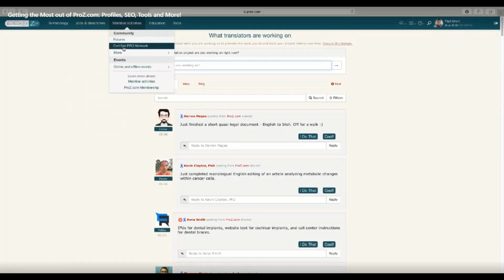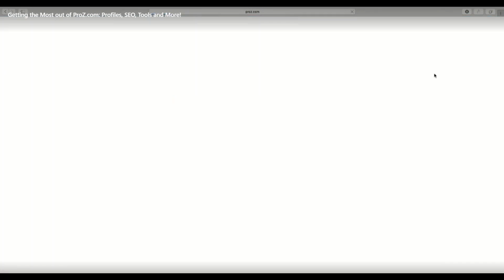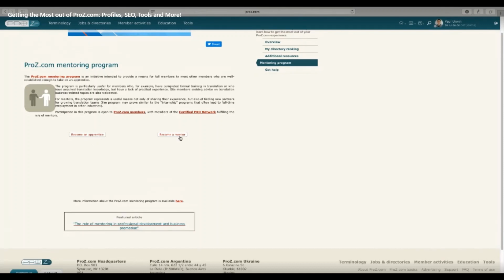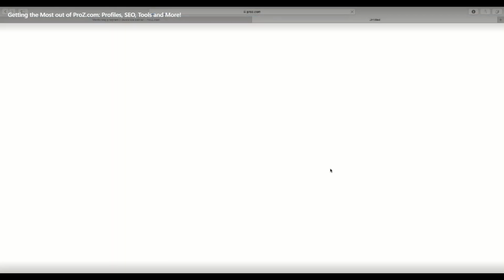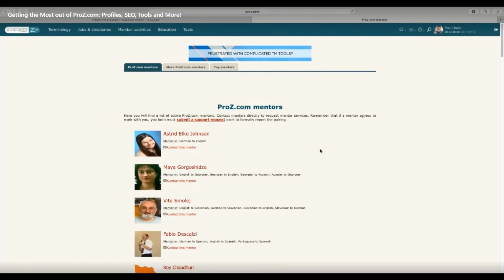So let's go back now to member activities, and we have this what translators are working on here. We also have another thing that I wanted to show you here, the mentoring program, the Proz.com mentoring program. So an opportunity to become an apprentice or to become a mentor. There are lots of experts who've registered in this program, really offering their expertise, offering their help. So let's just click on Become an Apprentice here. Go to the Proz.com mentor. You can contact a mentor. Let's click on that. And here you can see all the different Proz.com mentors. So you can contact the mentor, and then you can submit a support request to formally report the pairing.